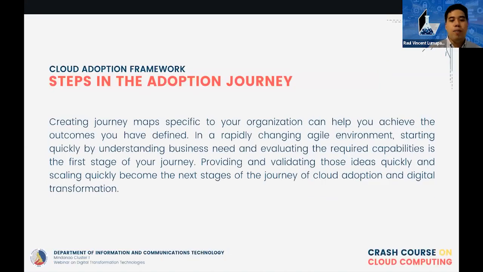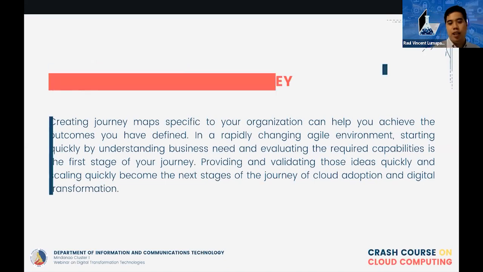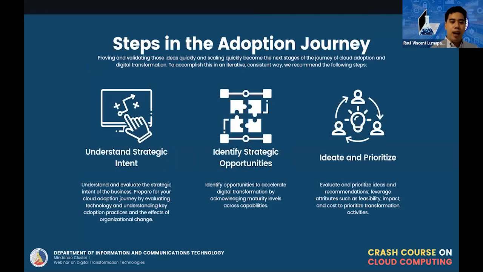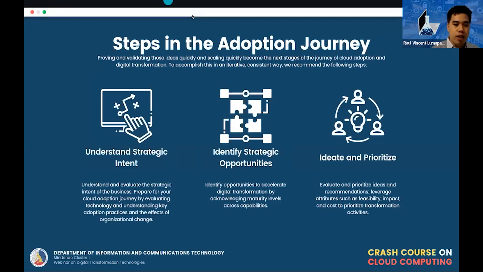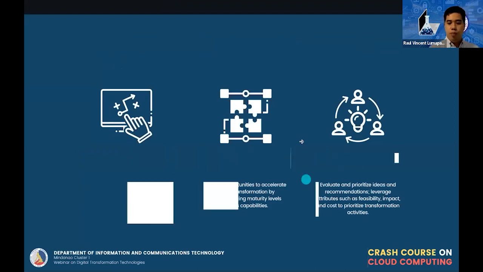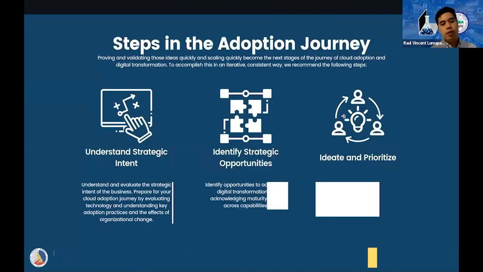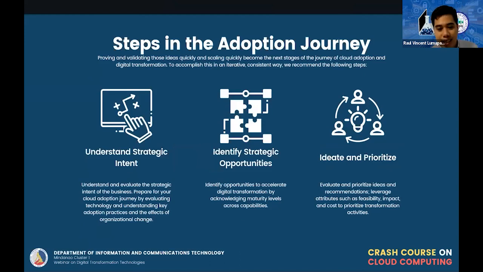Okay. So what are the steps in the adoption journey? So at least you have an idea of what would be the process of adopting to cloud. Creating journey maps specific to the organization can help you achieve the outcomes that you have defined. In a rapidly changing agile environment, start quickly by understanding business needs. I've been repeating this over and over now. So, steps in the cloud adoption journey. First step is to understand strategic intent.